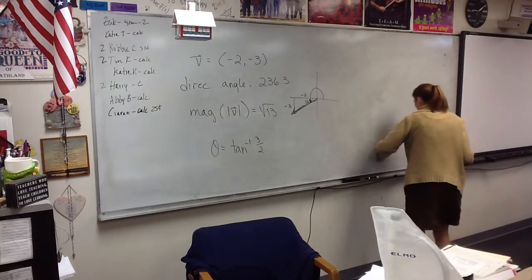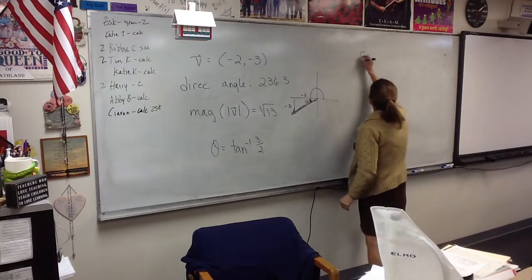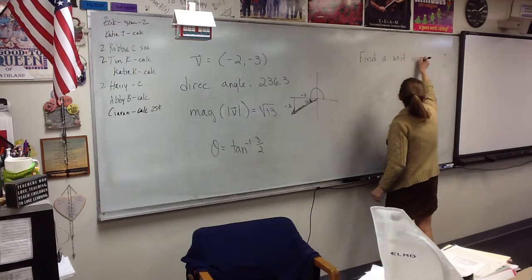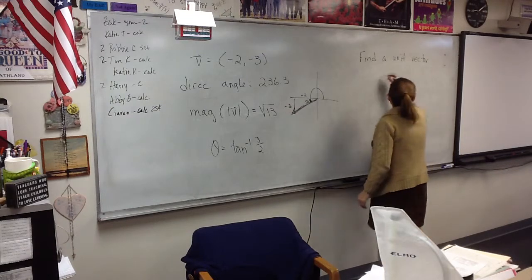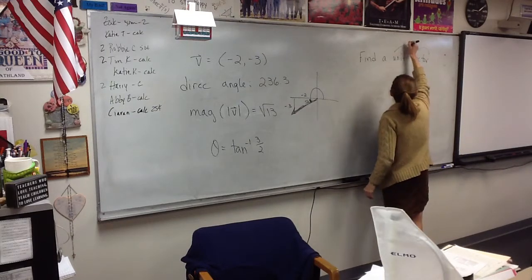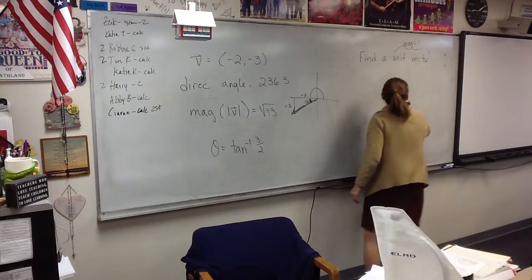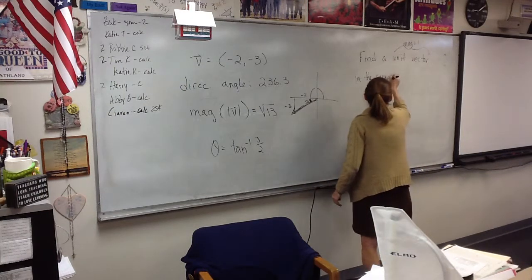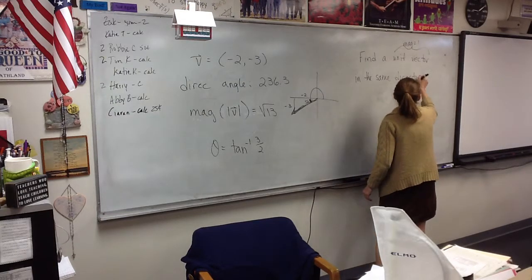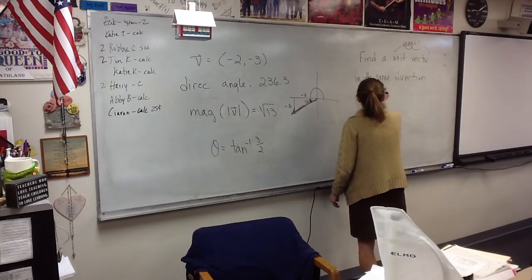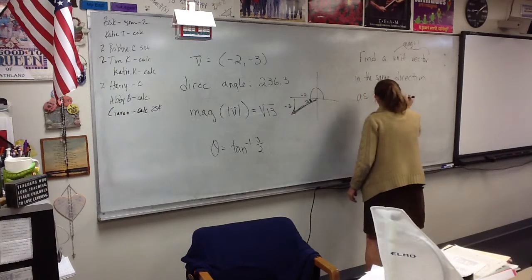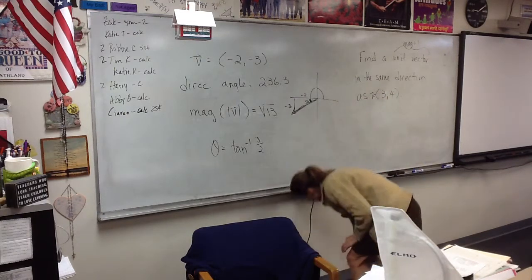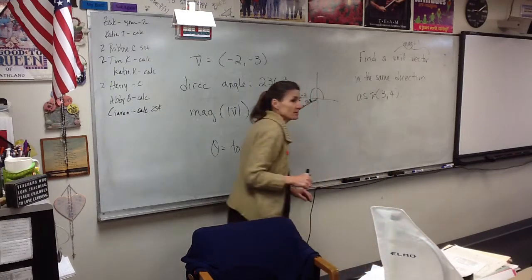All right. Let's suppose the question said this. Find a unit vector. That means magnitude is 1. Find a unit vector in the same direction as 3, 4. So we've got a vector out there.